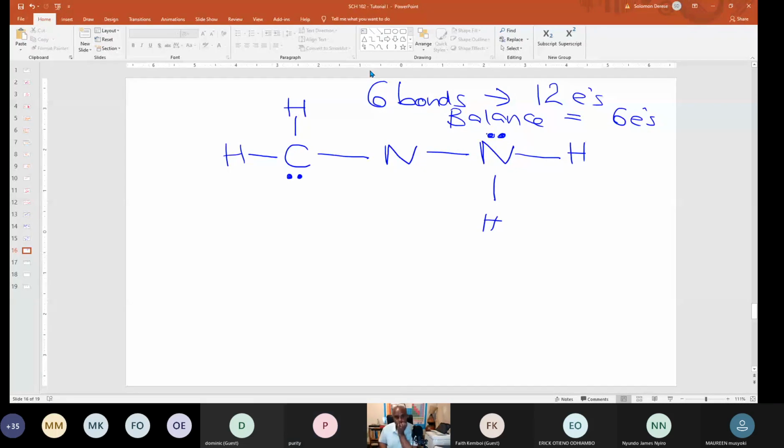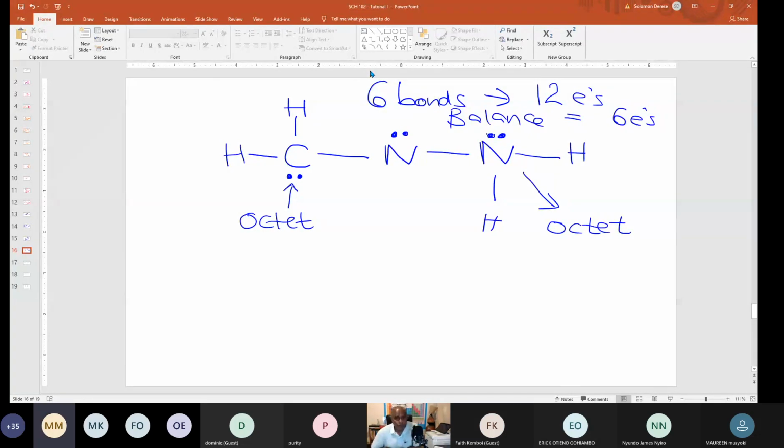Now what you can see, we have the octet of the carbon, isn't it? The nitrogen has an octet. The remaining balance of the electrons, we give to the other element which does not have an octet, okay? We give it to this nitrogen.